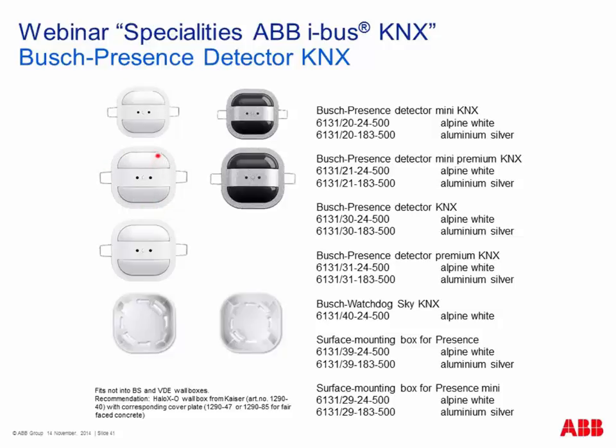Each is available in 2 different software versions. I come to this on the next slide. Regarding design, available in white or in silver aluminium, but with the same functionality. And we have a so-called Busch Watchdog Sky, a component you use if you have buildings or rooms with a very high ceiling. For example, any stocks or any warehouses where you have to detect also movement. So it's not a real presence detector anymore, but more watchdog, but for ceilings up to, I think, 20 meters around.